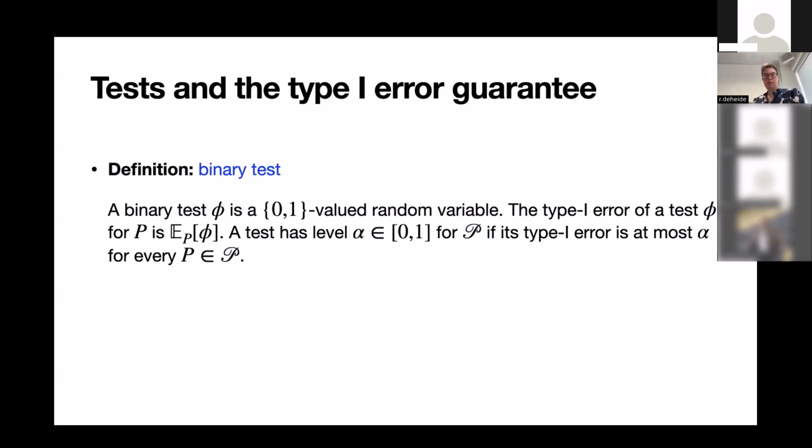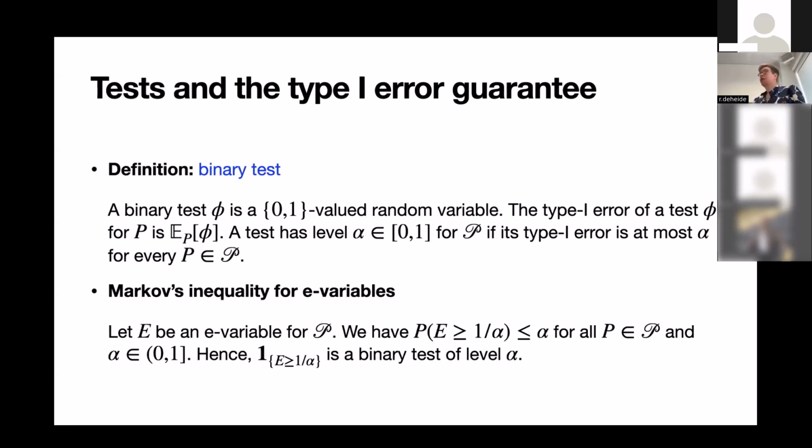So we can, of course, define this more generally, but if we restrict to binary tests, we have a 0 or 1 valued random variable. And then the type 1 error of a test is the expectation under the null. And we say that the test has level alpha if its type 1 error is at most alpha for every distribution in the null hypothesis.